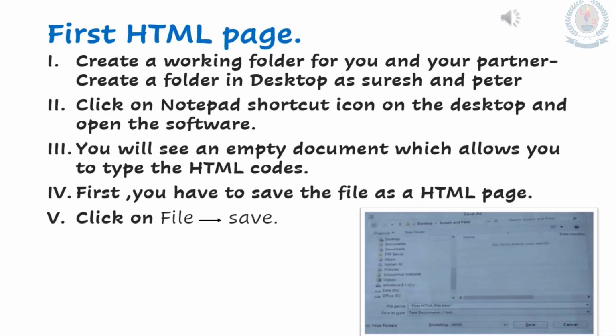First, you have to save the file as an HTML page. Then, click on File and Save. Browse to your save location, for instance the Suresh and Peter folder on the desktop. Then, type the file name as "first HTML file.htm". Make sure you type the name within the double quotations. Then, click on the Save button to save the file.